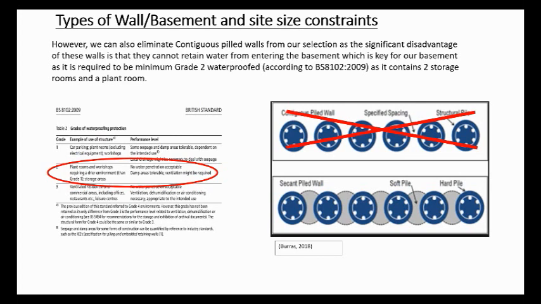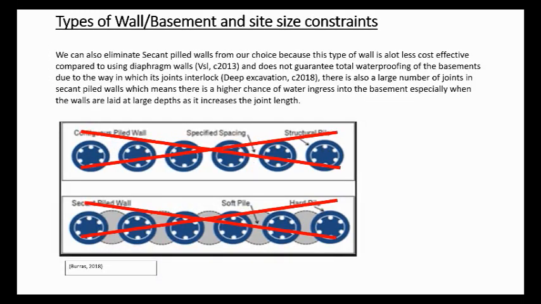However, we can also eliminate contiguous piled walls from our selection, as the significant disadvantage of these walls is that they cannot retain water from entering the basement, which is key for our basement, as it is required to be a minimum grade 2 waterproof basement in accordance with British standards, as it contains 2 storage rooms and a plant room. We can also eliminate secant piled walls, as they are less cost effective than diaphragm walls and do not guarantee total waterproofing due to the large amount of joints that they contain, which means there will be a higher chance of water ingress into the basement.